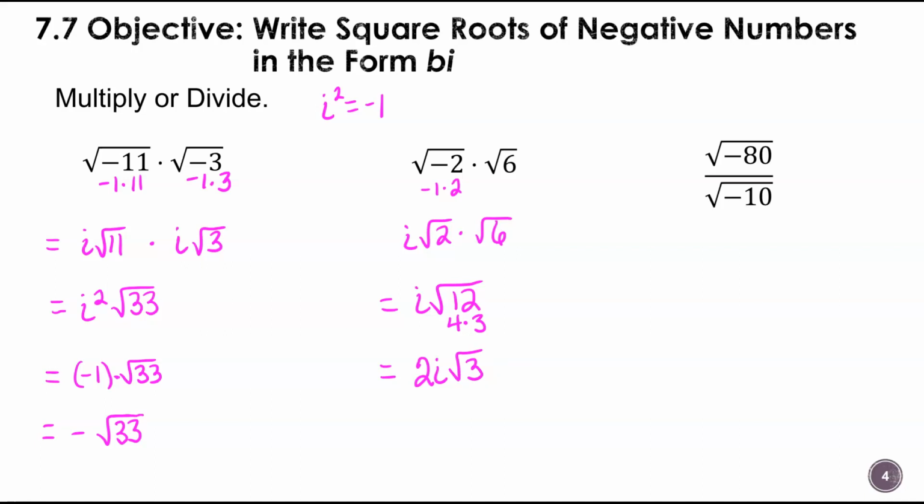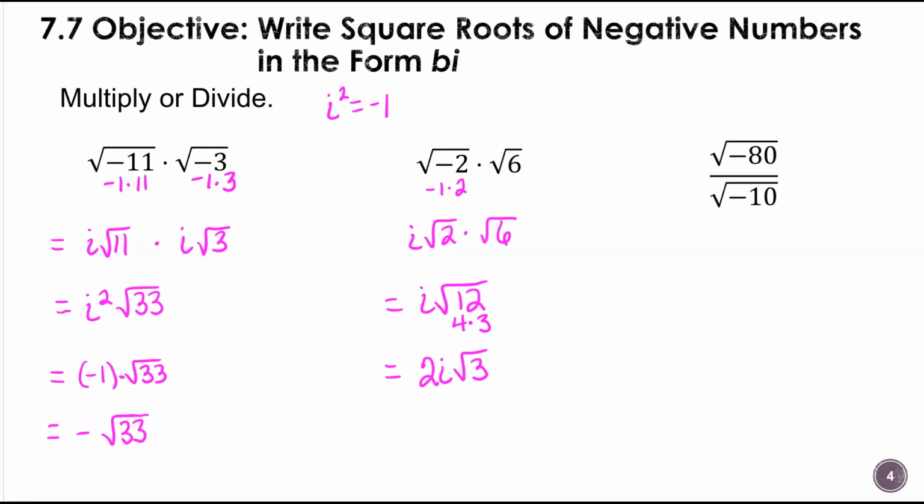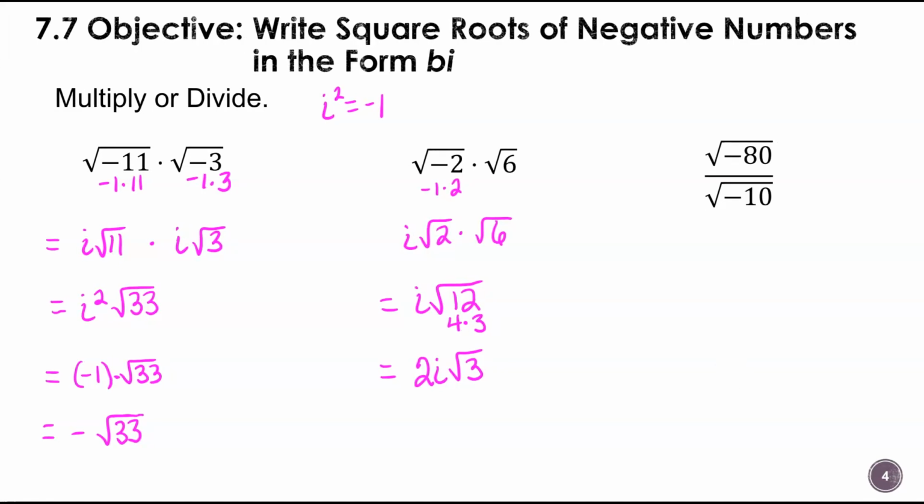All right, so this next one is division, and we actually could divide negative 80 by negative 10 and start there. But remember what I told you about making sure that you don't mess up signs by working with your i's. Take the square root of the negative out. So let's first do that. Both of these will have an i. So I have i times the square root of 80 over i times the square root of 10.